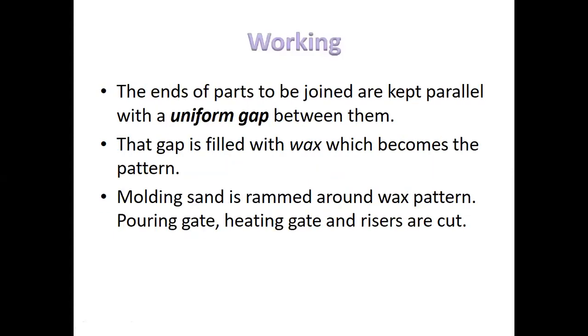Working: the end bars that have to be joined are kept parallel with a uniform gap between them, as I said. For example, in the joining of two rails, you will keep some gap between the two rails. Then the gap is filled with wax, which becomes a pattern. You fill that gap with wax, and then you ignite the mixture. Molding sand is rammed around the wax pattern. Pouring gate, heating gate, and risers are cut.